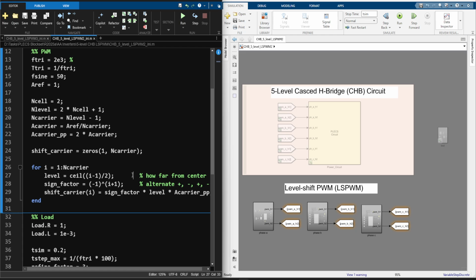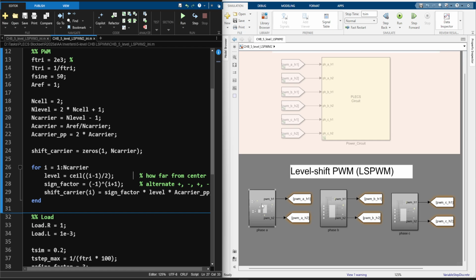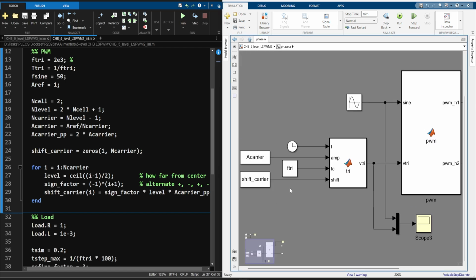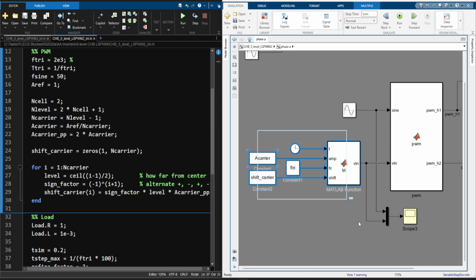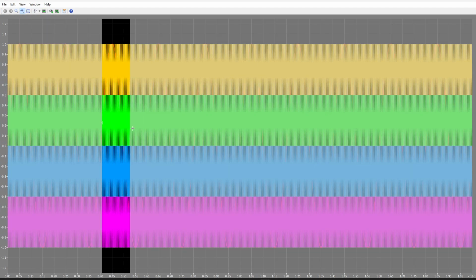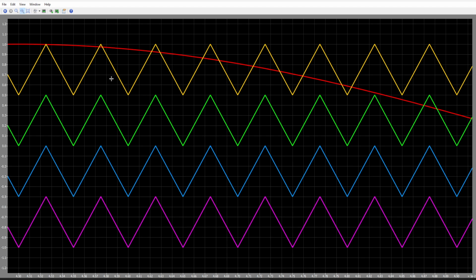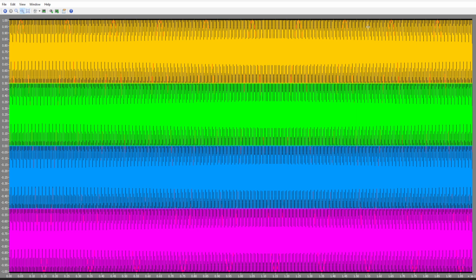Let me show you. I have already commented out my power circuit just to show you inside here. So this particular function in MATLAB generates the carrier waves, and the sine, which is our reference wave, is also shown in this case. So let's see how it looks like. These are the 4 carrier waves, and the red one is the sinusoidal wave, which is the reference wave.